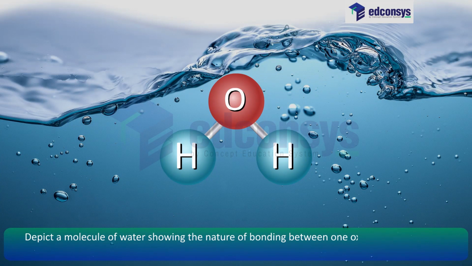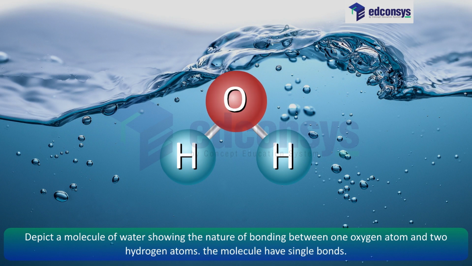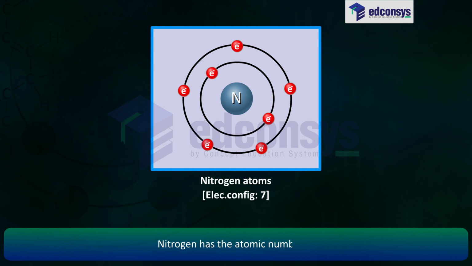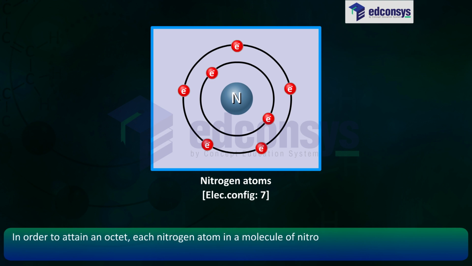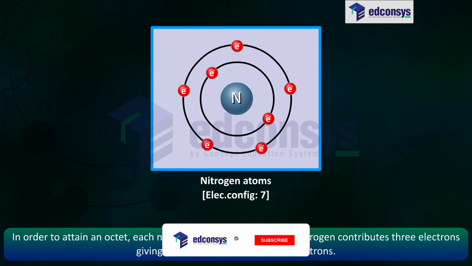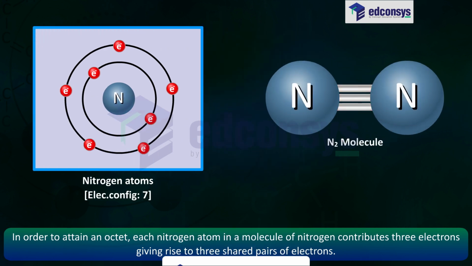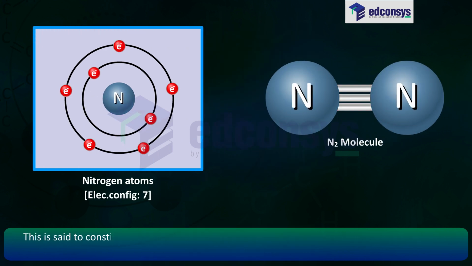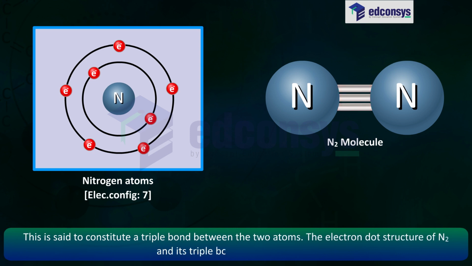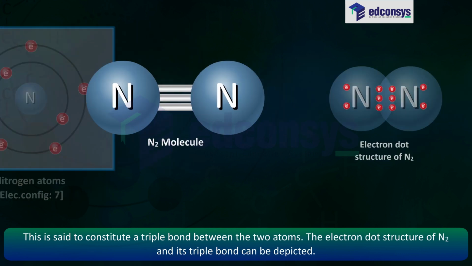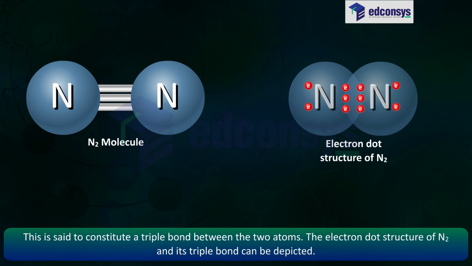Depict a molecule of water showing the nature of binding between one oxygen atom and 2 hydrogen atoms. The molecule has single bonds. Nitrogen has the atomic number 7. In order to attain an octet, each nitrogen atom in a molecule of nitrogen contributes 3 electrons, giving rise to 3 shared pairs of electrons. This is said to constitute a triple bond between the 2 atoms. The electron dot structure of N2 and its triple bond can be depicted.